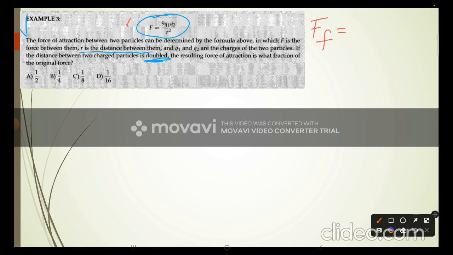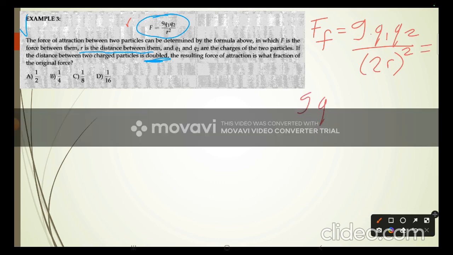Initial force is this one. We should find the final force. But firstly, let's substitute 2r instead of r, because the distance was doubled. 9 times q1 times q2 over 2r squared. Please don't forget the brackets. We will have 9 times q1 times q2 divided by 4r squared.